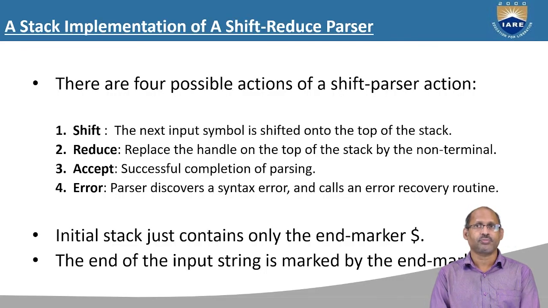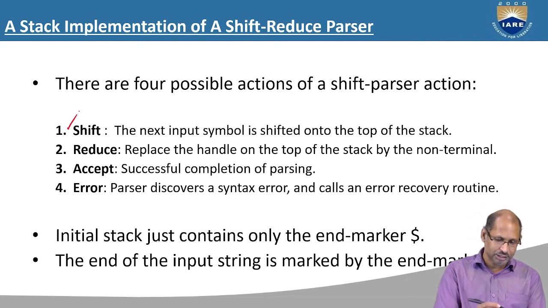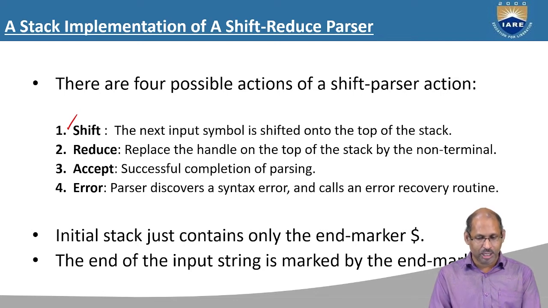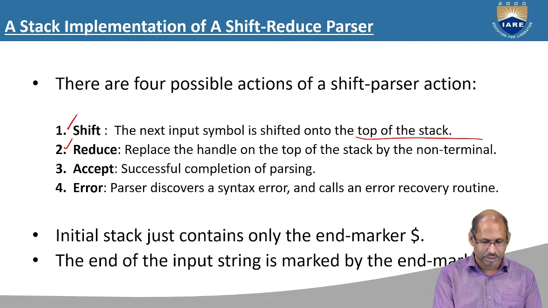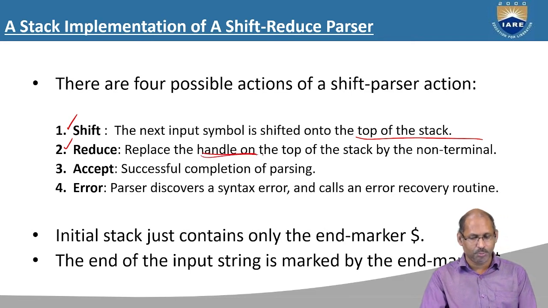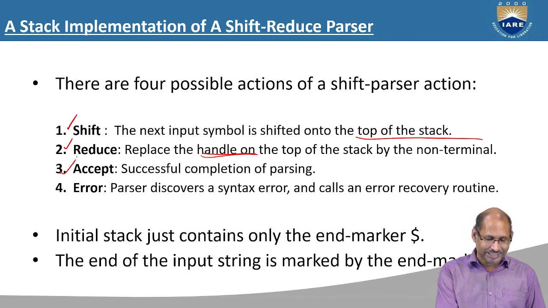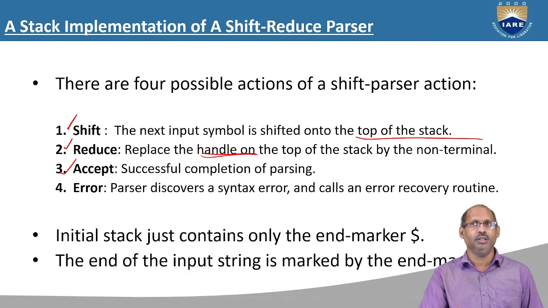So here there are 4 possible actions in the shift reduce process. The first one is shift: the next input symbol is shifted onto the top of the stack. Another one is reduce: replace the handle on the top of the stack by the non-terminal. Reduce means replace the handle on the top of the stack with the non-terminal. Then accept: successful completion of the parsing.